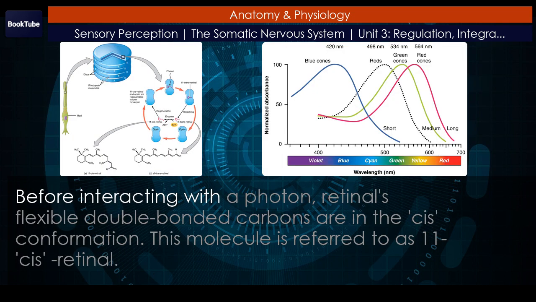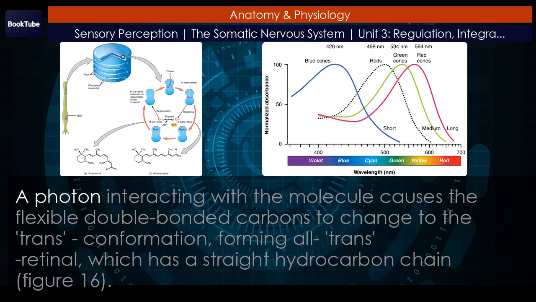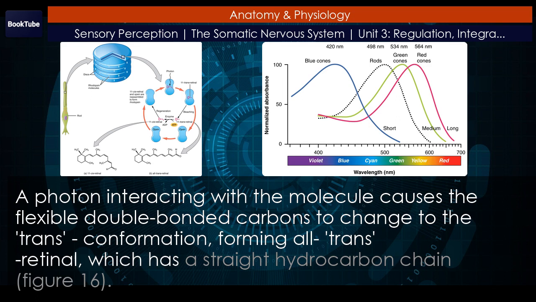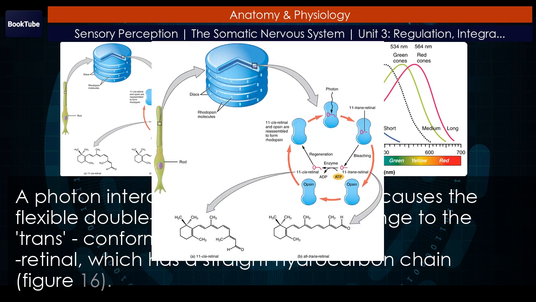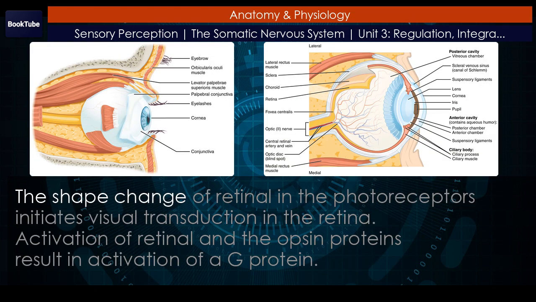Before interacting with a photon, retinal's flexible double-bonded carbons are in the cis conformation. This molecule is referred to as 11-cis retinal. A photon interacting with the molecule causes the flexible double-bonded carbons to change to the trans conformation, forming all-trans retinal, which has a straight hydrocarbon chain. Figure 16. The shape change of retinal in the photoreceptors initiates visual transduction in the retina.